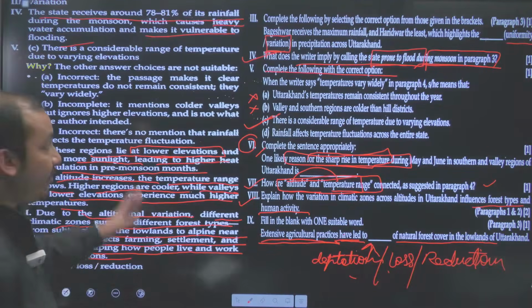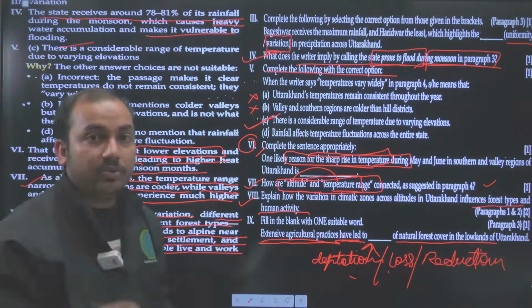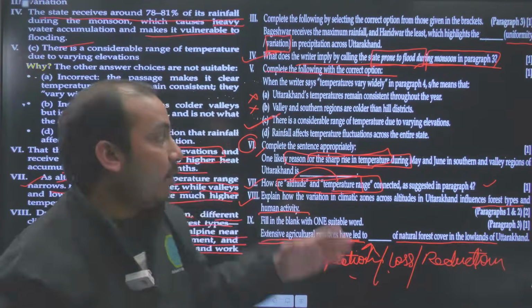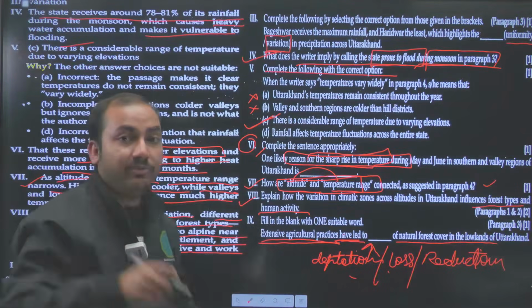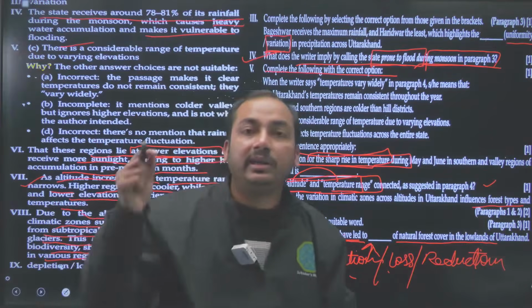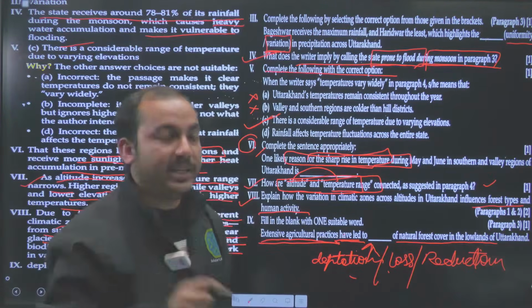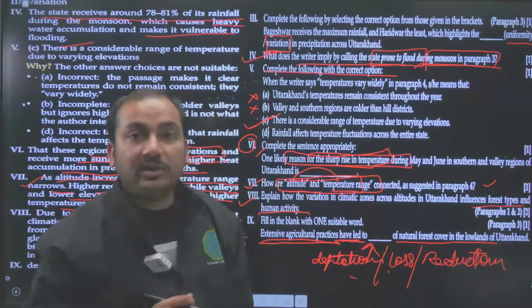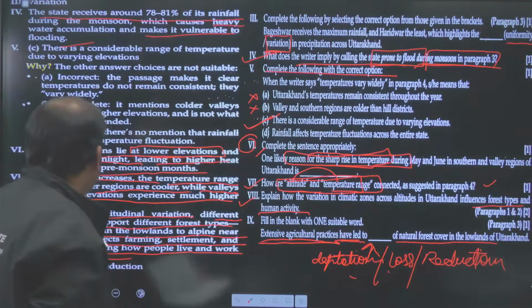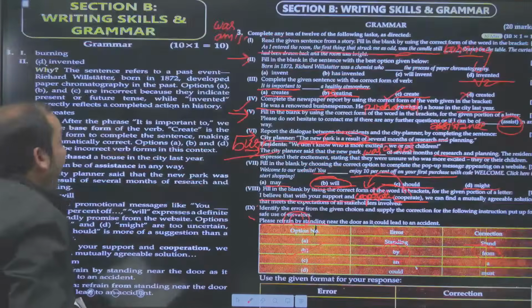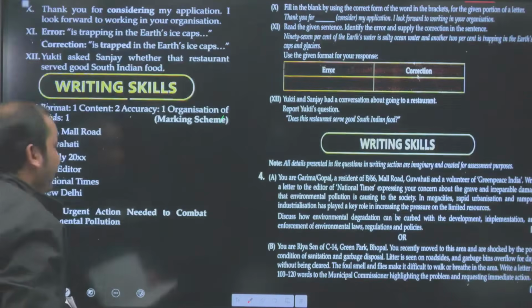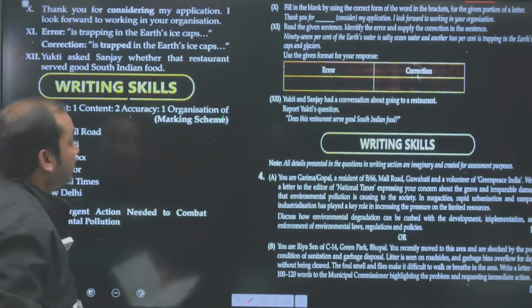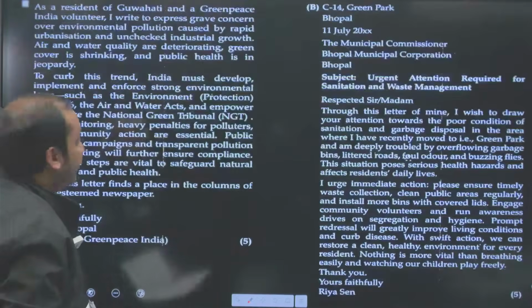So we have discussed the first question, which was from the reading skill section, and also the second question, which was also from the reading skill section. The first was based on a descriptive passage, and the second was an analytical passage. So both passages we have discussed well, and also the grammar. Now we will move to the literature part. We have discussed writing skills, we will discuss it later.